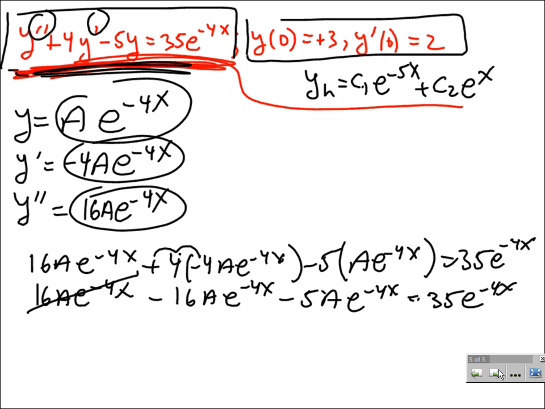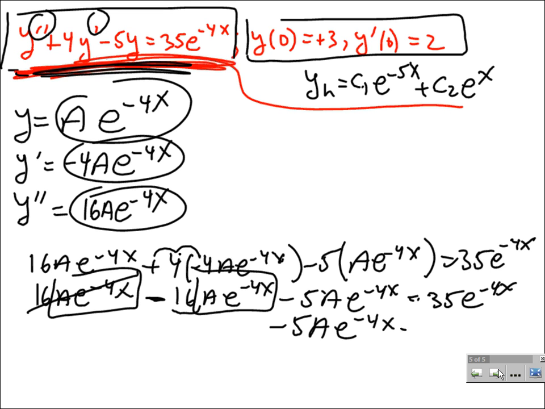Well, if you have 16 of these, and you take away 16 of the same things, they cancel out. We just have negative 5a e to the negative 4x is 35e to the negative 4x. And I should have said from a few moments ago that all I need to do is know what a is. And then I have y particular.